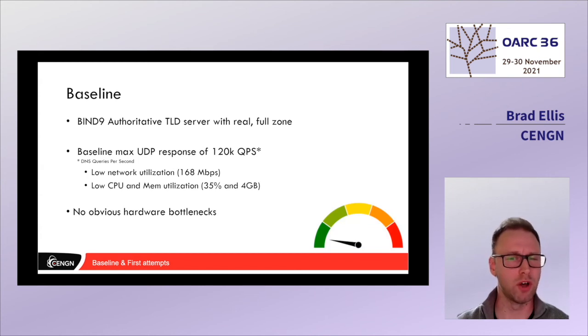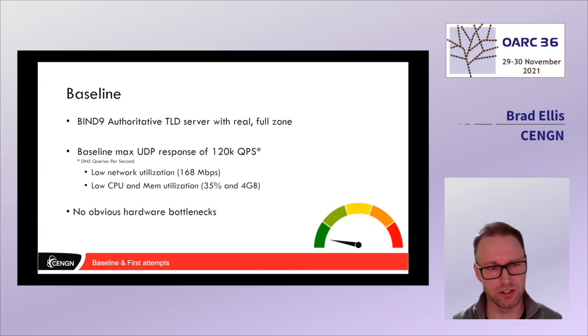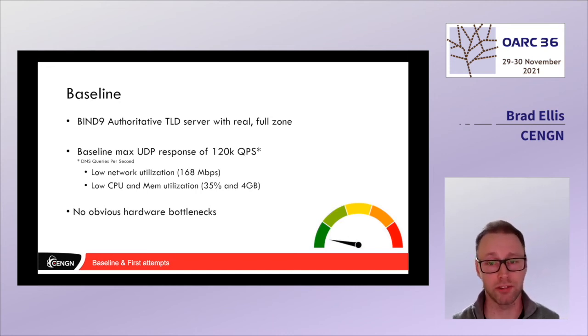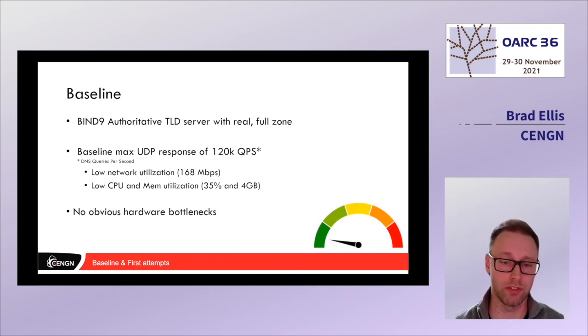We found that we had low network utilization, like 168 megabits per second, and relatively low memory and CPU utilization. We saw no obvious hardware bottlenecks preventing us from going to higher scale, like we were running out of CPU or memory or anything like that. So this was where the real challenge started: figuring out what was limiting us, how to get around that, how to increase that number.